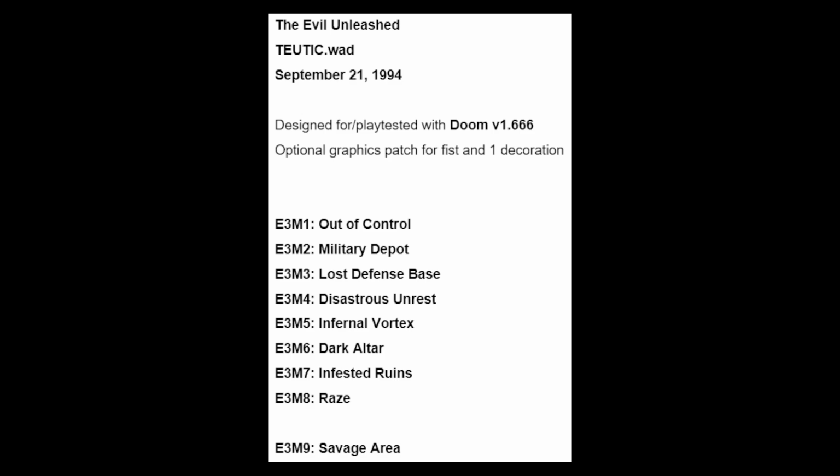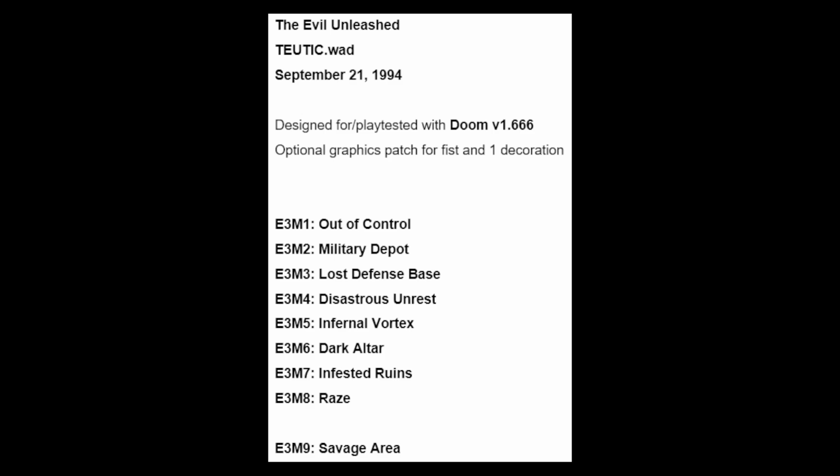The file date is September 21st, 1994, so it was released after the 666 patch was already released for Doom, and that's why it was designed for this version, and that's the minimum you should use, although it should be okay with newer versions and should also work fine with source ports as well. This map set also has an optional graphical patch which replaces the fist with a kick.